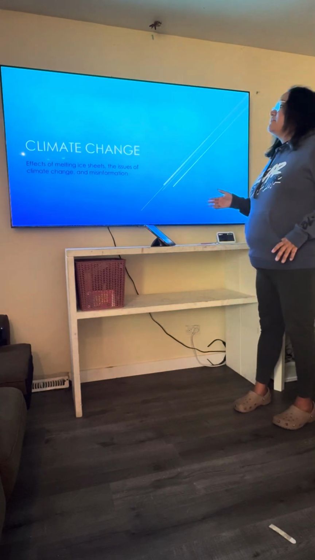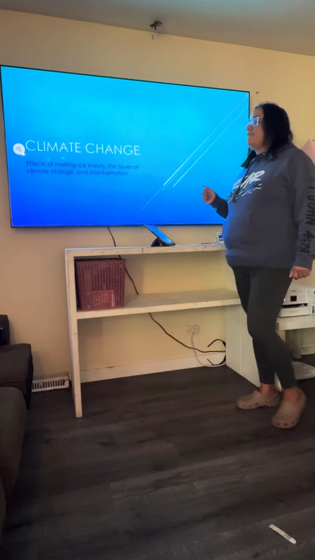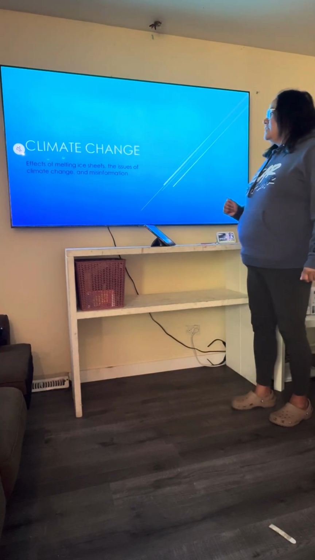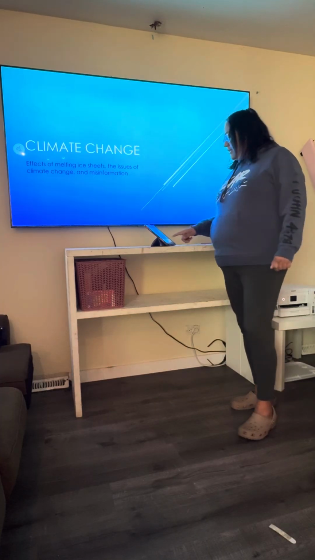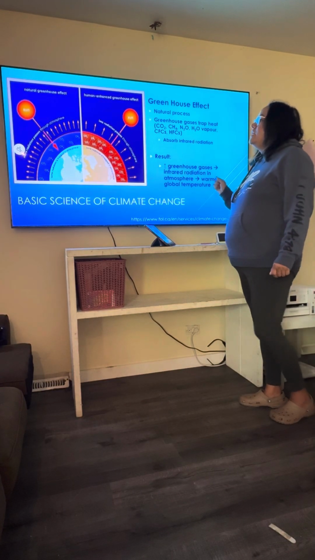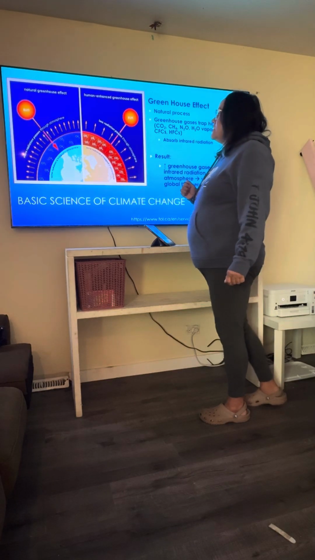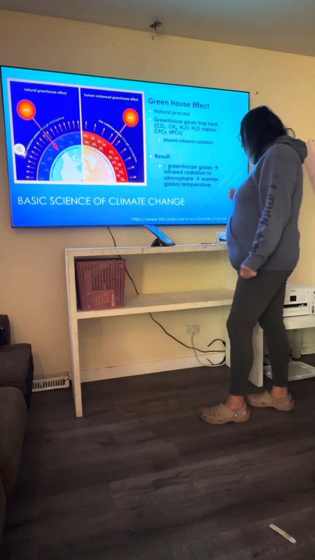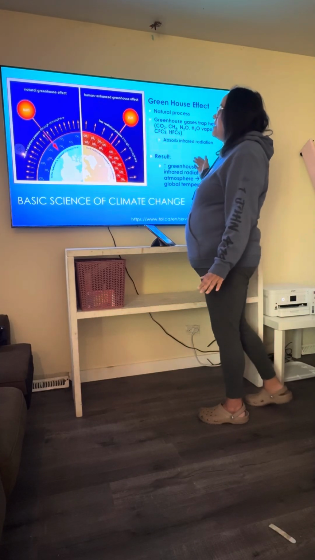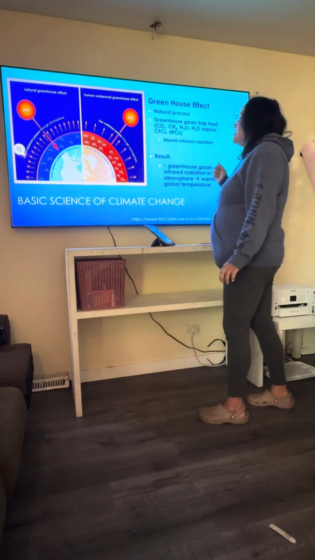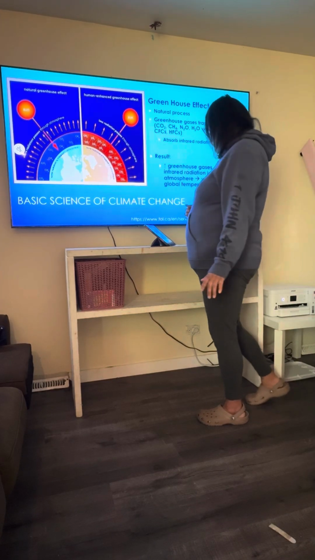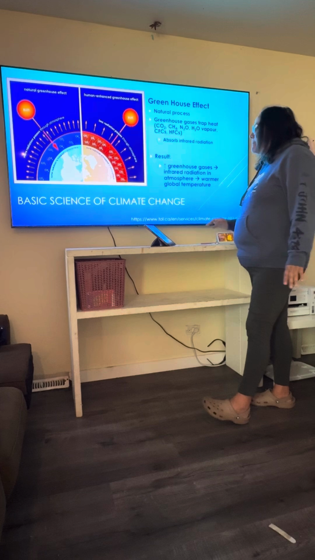So the topic today I'm discussing is climate change, the effects it has on the melting ice sheets in Antarctica and Greenland, and the issues of misinformation regarding climate change. So what we have is the sun emits energy, and two-thirds of this energy is absorbed by the Earth's surface, and a third of this infrared radiation is emitted back to space, so it's reflected back to space.